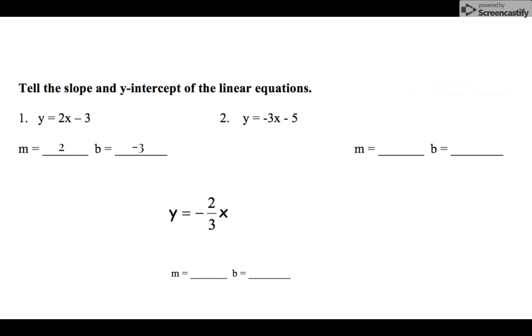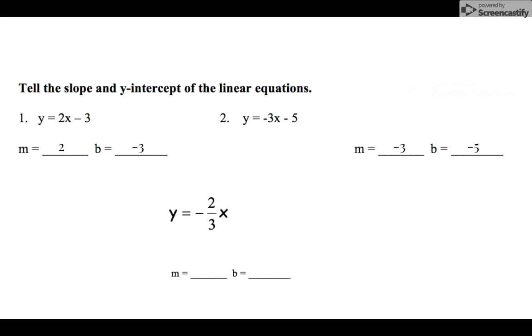So that's an example of just taking the equation and identifying the slope and the y-intercept. The next example we have is y equals negative 3x minus 5. If we follow the same format, we have the y equals, this is our m. So our m we're going to fill in as negative 3. And our b is going to be minus 5. So we know that as a negative 5.